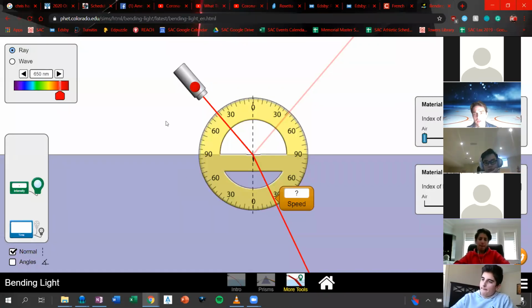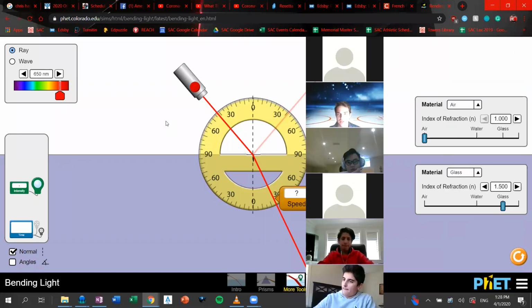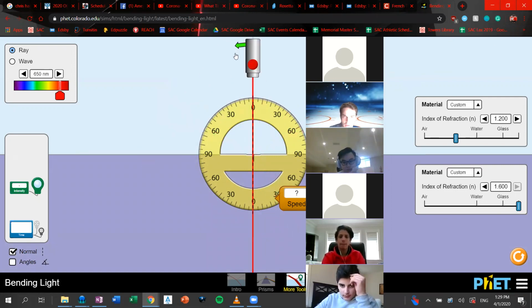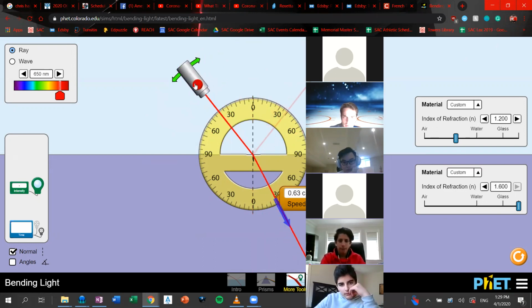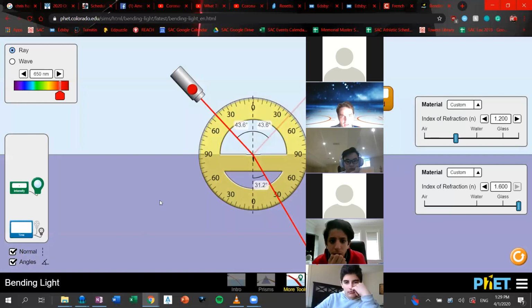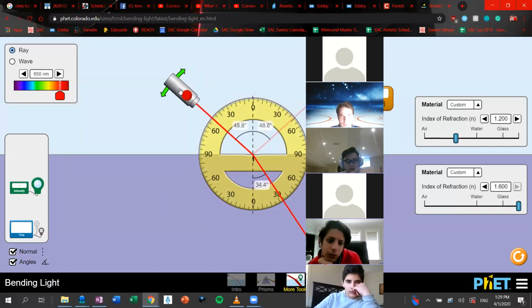Let's verify. I'm going to adjust my index of refraction for the primary to 1.2, as it tells you to do in the worksheet. And then I'm going to adjust this one to 1.6, and I'm going to adjust my incident angle to 45 degrees. So if I look at this 45-degree angle and I turn on the angles function by clicking the box in the bottom left corner beside where it says angles, I go from, ooh, I'm not quite 45 there.